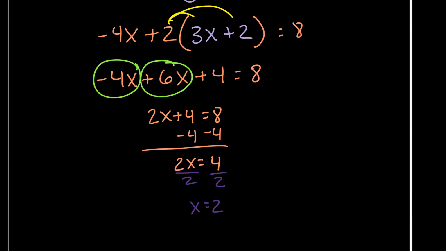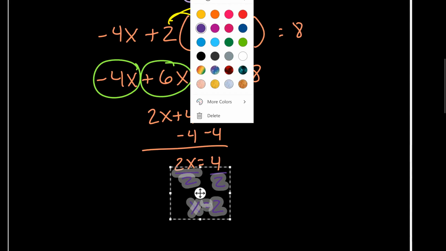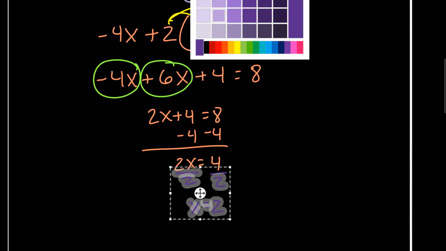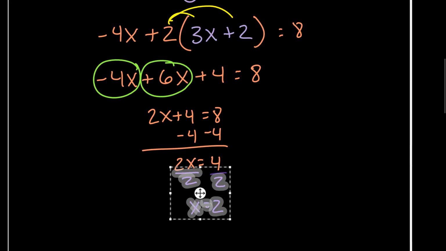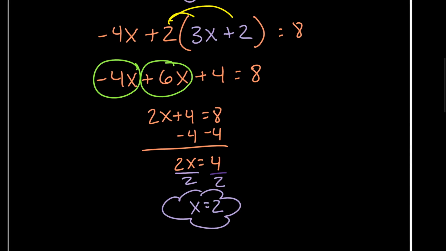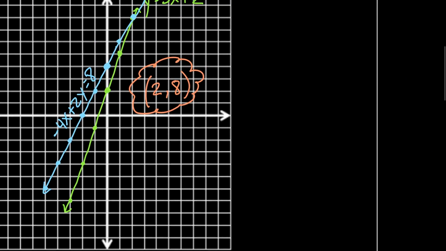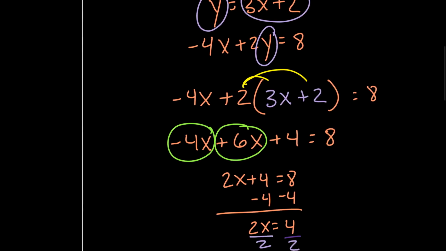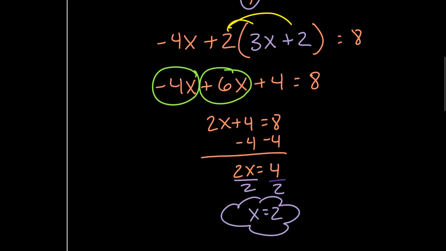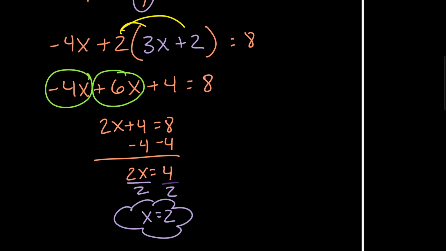X equals 2. Good. I said change the color and it didn't. There it goes. Okay. So is that not what we got when we looked at the graph? Yes. Didn't we get a solution that had an x value of 2? Yes. Am I done? No. Why am I not done? Because you still have to solve for y. Oh, I still need to figure out what y is.